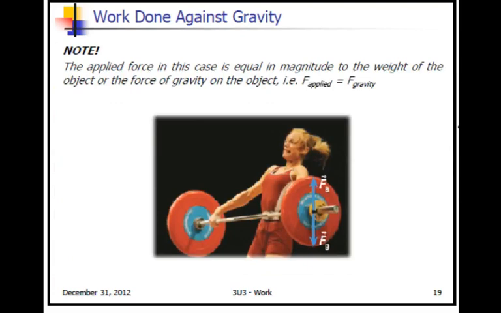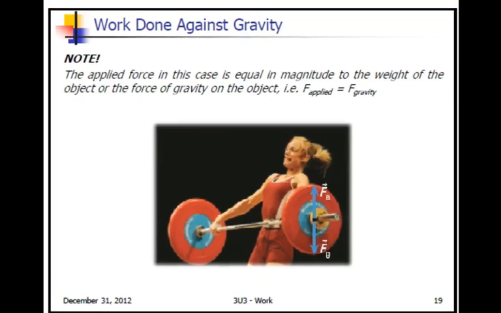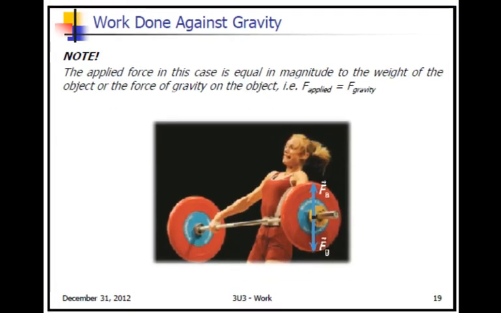So here the applied force is equal in magnitude to the weight of the object. So when you have our applied force, the work that is being done is going to be equal to the force of gravity. So you could also find this out by just finding out what the force of gravity is to lift an object to a certain position.